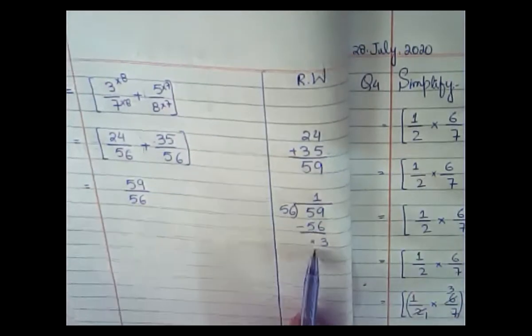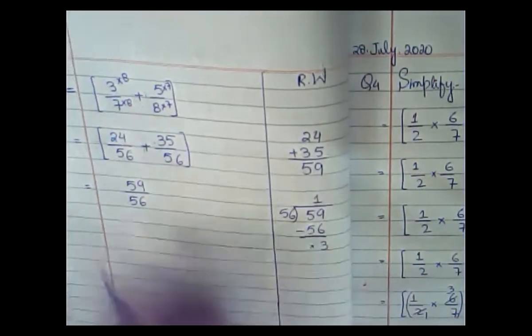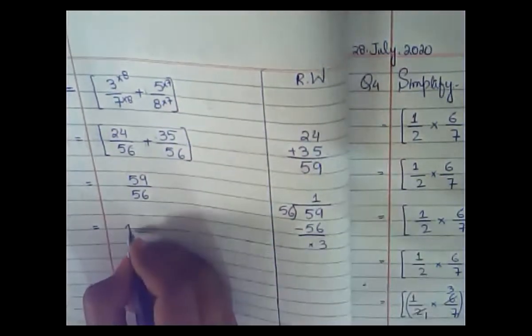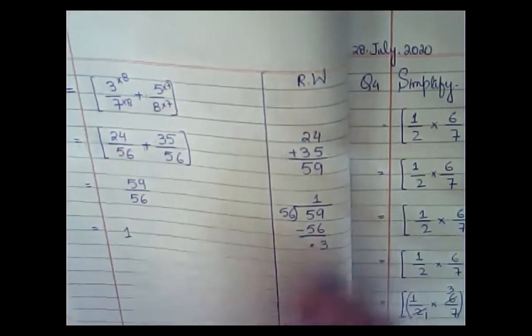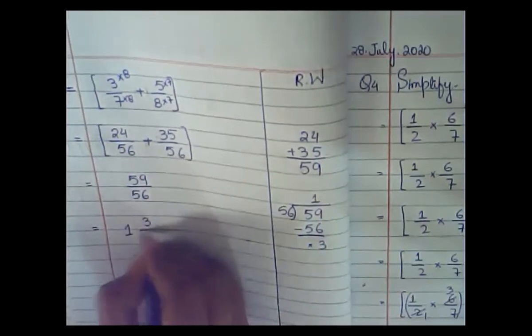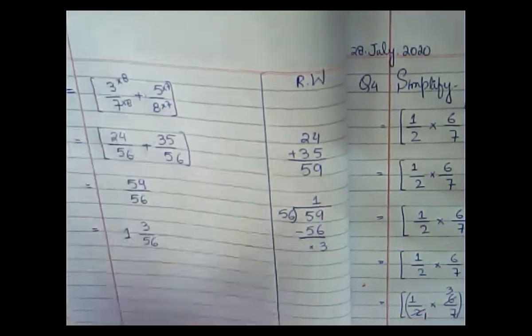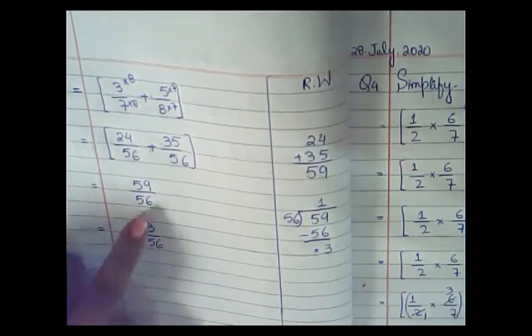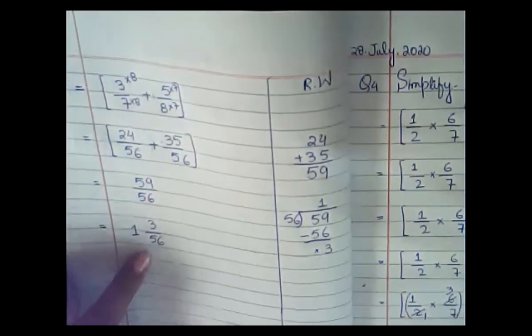So now I'm going to convert this into the mixed fraction. How am I going to convert this? Your quotient will become your whole number, your remainder will become your numerator, and the denominator will remain the same, that is 56. So the correct answer is 1 whole 3 upon 56. Okay, so this is the way to solve question number 4.